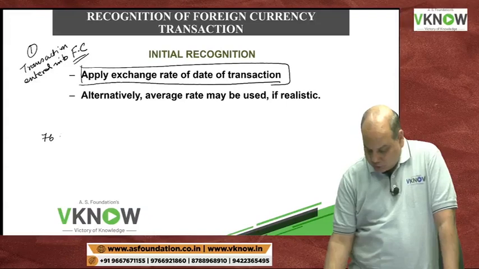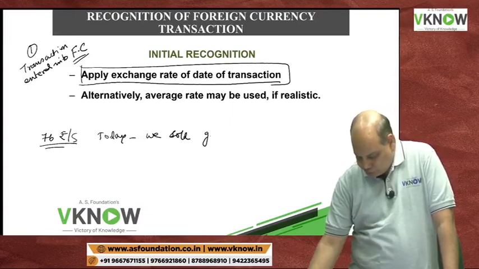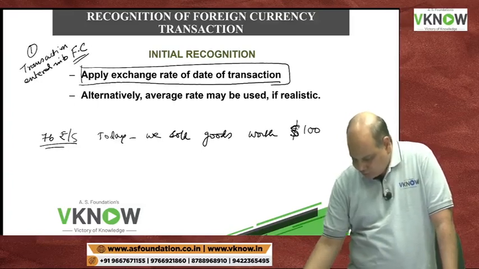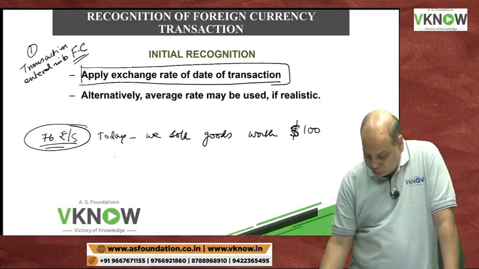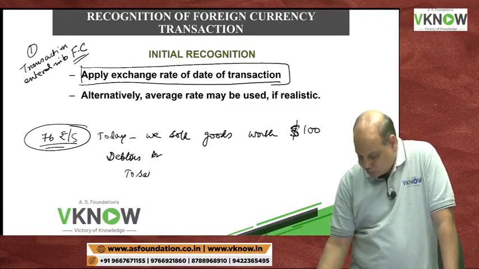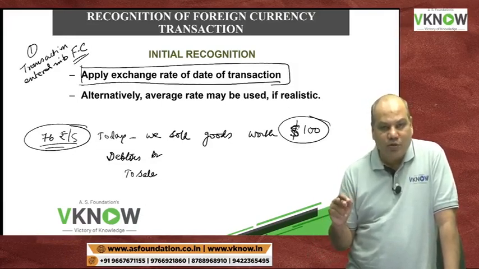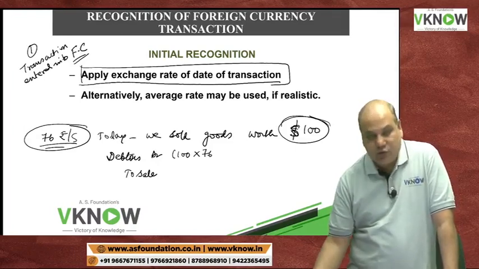So suppose the rate of exchange is 76 rupees per dollar. Today we sold goods worth $100, and the rate today is given to you as 76 rupees. What will you do? You will pass an entry. Suppose it is a credit sale, debtor account debit to sales, but you have sold goods worth $100. Your reporting currency is rupees. You can't write $100 in your ledger. You have to write all the entries in your reporting currency, that is rupees. So what I'll do, I will say $100 into 76 rupees per dollar.